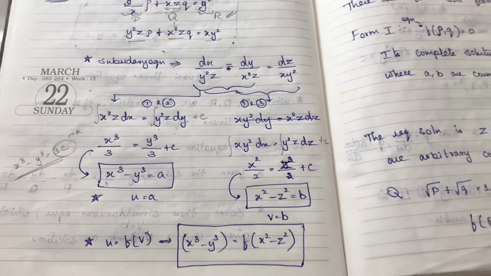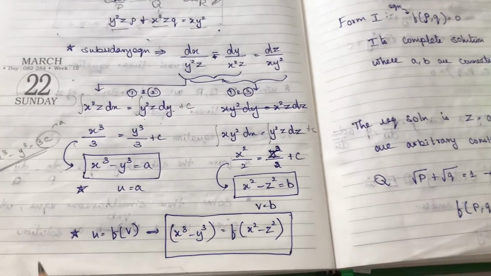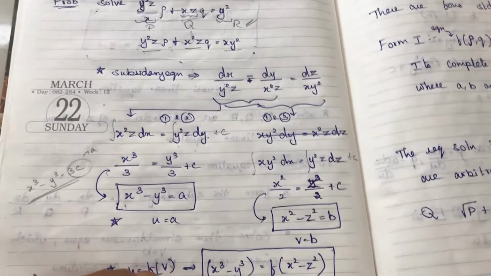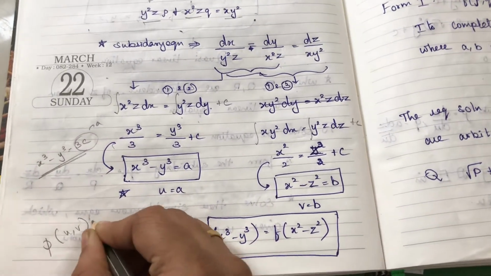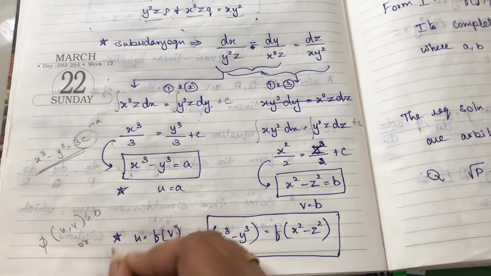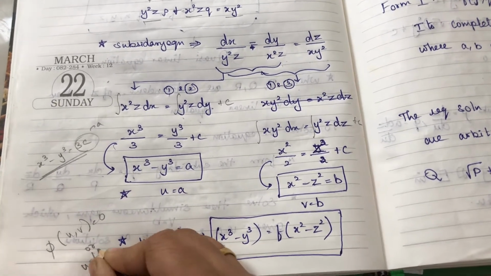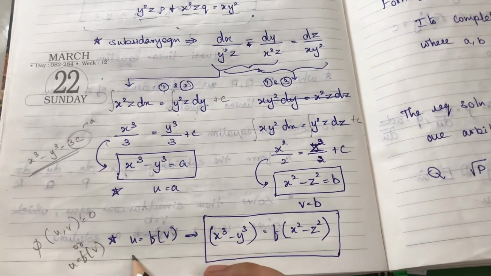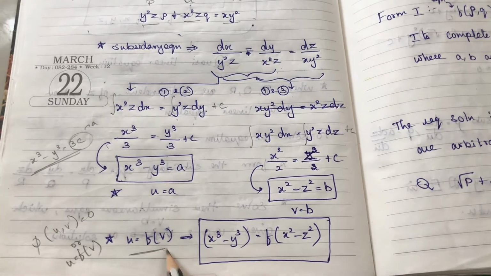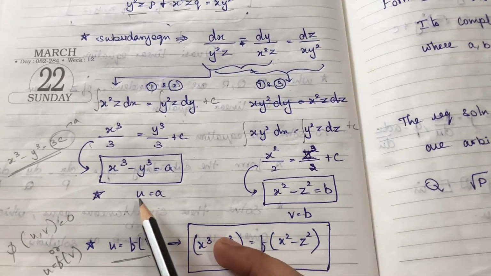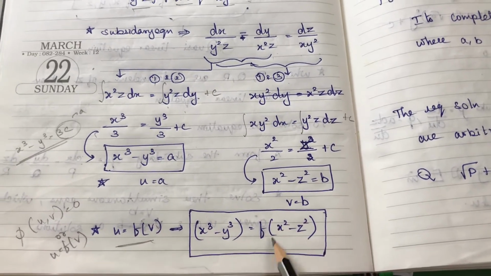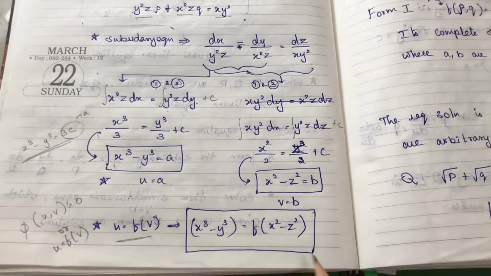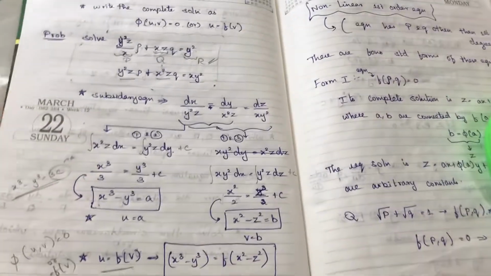So what is the thing at last? At last I need to write it as phi of u comma v equal to 0, or else u equal to f of a function. So I am taking u equal to f of a function. What is u here? We know that u is equal to a. So this term is u. So u is equal to f of v function. So we have got the equation.